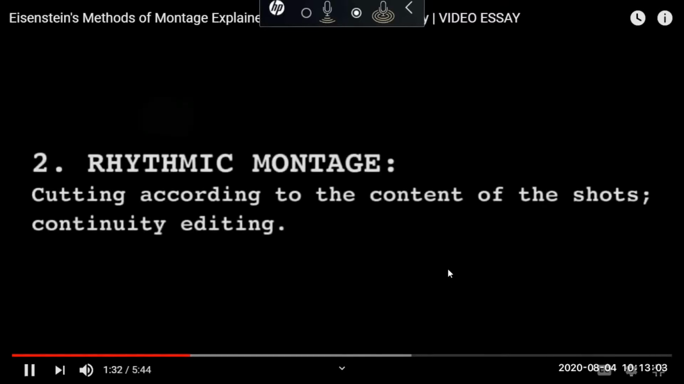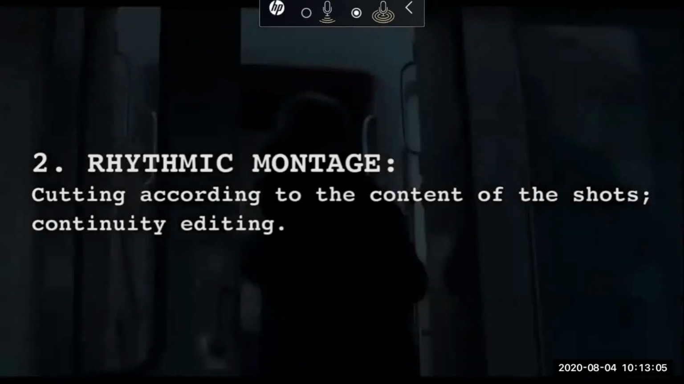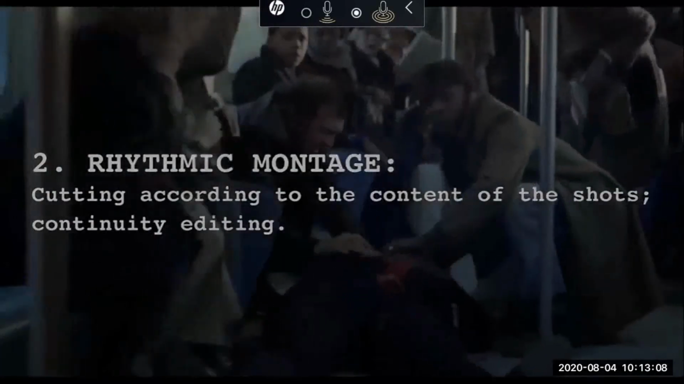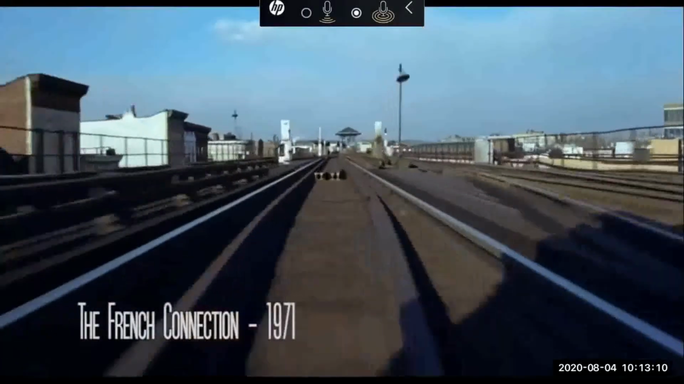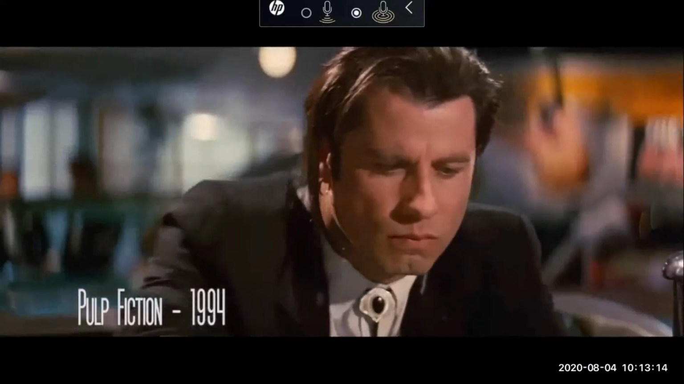Referred to as continuity editing, rhythmic montage is the easiest to spot and most widely used method of montage. Everything from car chases to dialogue scenes utilize rhythmic montage.